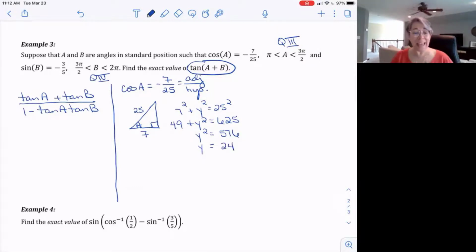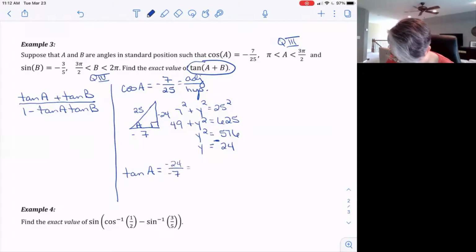But again, our A is in quadrant 3, so that means our y value is going to be negative. So you might want to write yourself a note there. It's negative because we are in quadrant 3. So we can put negative there, negative there. This tells us that the tangent of angle A, which is opposite over adjacent, would be -24 over -7, which is +24/7. So we have found the tangent of A.